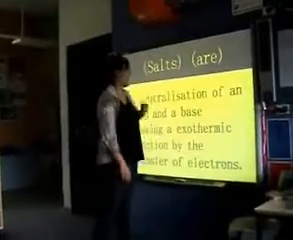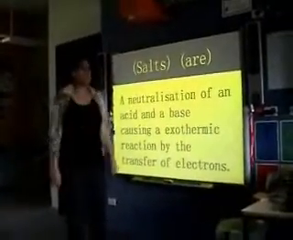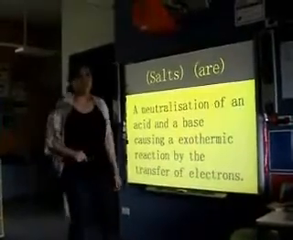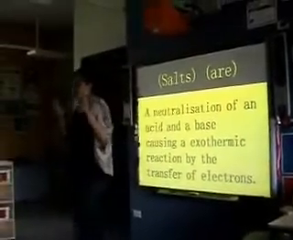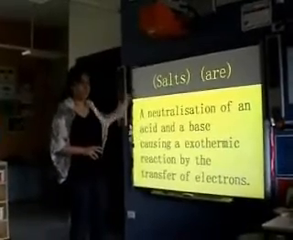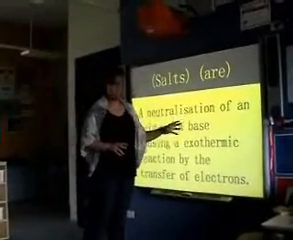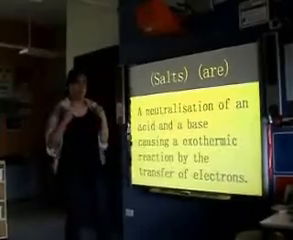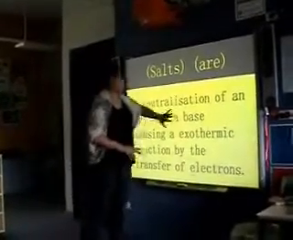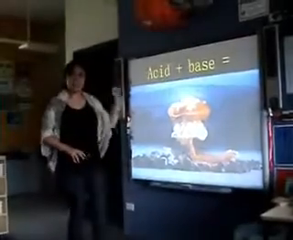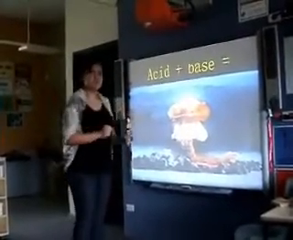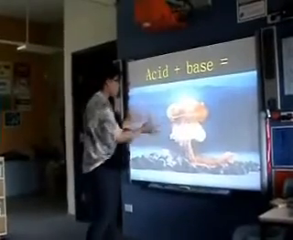Combining those two together, you have a neutralization of an acid and a base, causing an exothermic reaction by the transfer of electrons. Now, the acid that is being used is, of course, sodium, and the base is the chlorine. And the chlorine wants the ions, but the sodium wants to give away. And it's very, very explosive. For example, an acid and a base combining together causes an exothermic reaction, which means it releases heat, causing a kaboom.